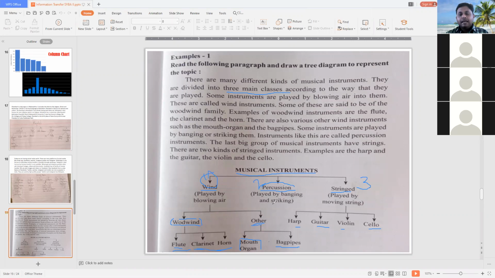So the musical instrument has three classes, that is wind, percussion, and string. Again, wind has subtypes, that is woodwind and others. Okay, woodwind has subsections like flute, clarinet, and harp. Again, the other category has sections like mouth organ and bagpipes. See, percussion. Percussion has no information in the paragraph. That's why we have not given any further information, right?